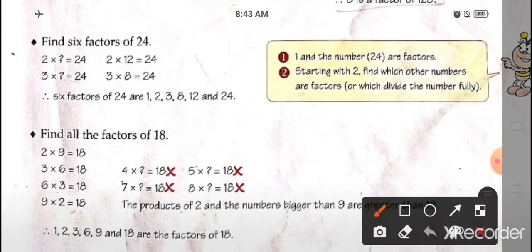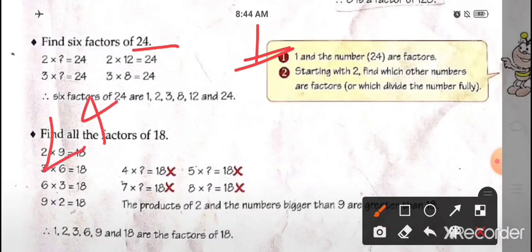Now the factors of 24. We have to write the factors of 24. First is 1. 1 is always a factor of a number. Now start from 2.